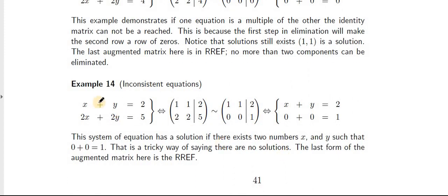Now here's an equation where we get the same thing, only this time the second equation is not 2 times the first equation, it's 2 times the first equation plus something. Here we get a system of equations where the second equation cannot be solved. So in fact, this system of equations has no solutions. Again, the form here is not the identity matrix, but we do call it RREF because we can't make it any simpler.